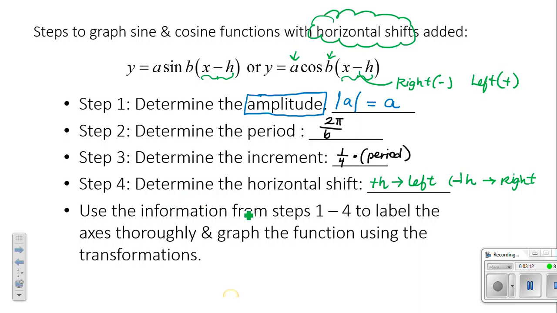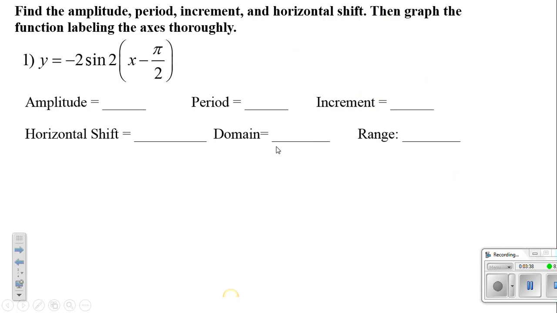Okay, and then you use the information from steps 1 through 4 to label your axis thoroughly and graph your function using your transformations. Okay, so we're not doing midline today. We're not changing our midline today. We are doing the midline, but because we're not doing any vertical shifts today, our midline is going to stay at 0. All right, so let's do a couple of examples.